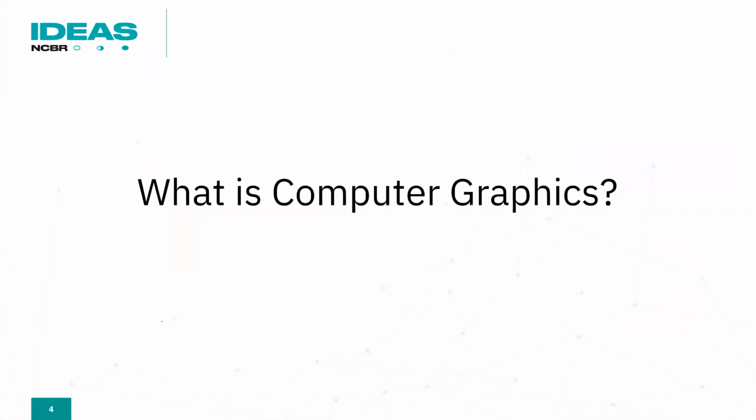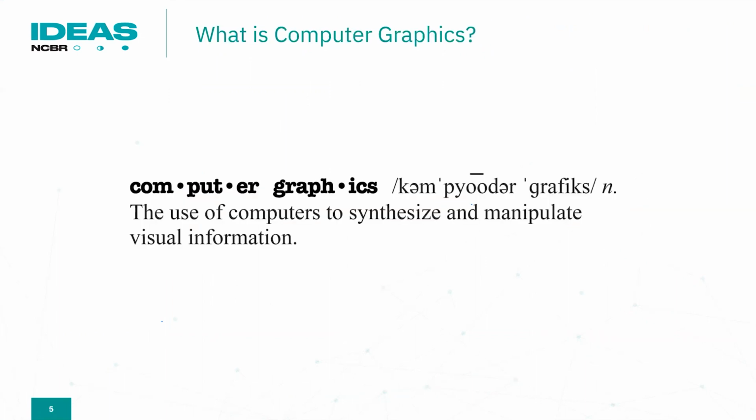But first, before we dive into it, I would like to give a definition of what computer graphics is from the academic point of view. When we look up the definition in a dictionary, it says computer graphics is the use of computers to synthesize and manipulate visual information. And I personally would extend this definition by adding visual and geometric information, which also constitutes a big part of the research and applications in computer graphics.